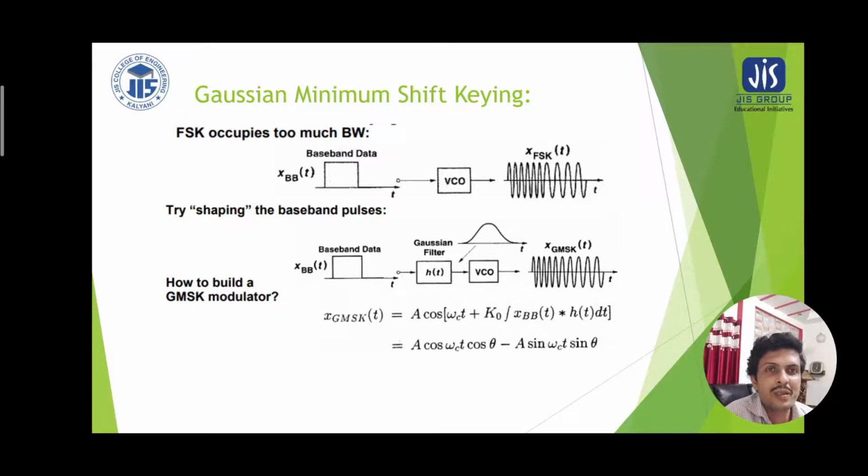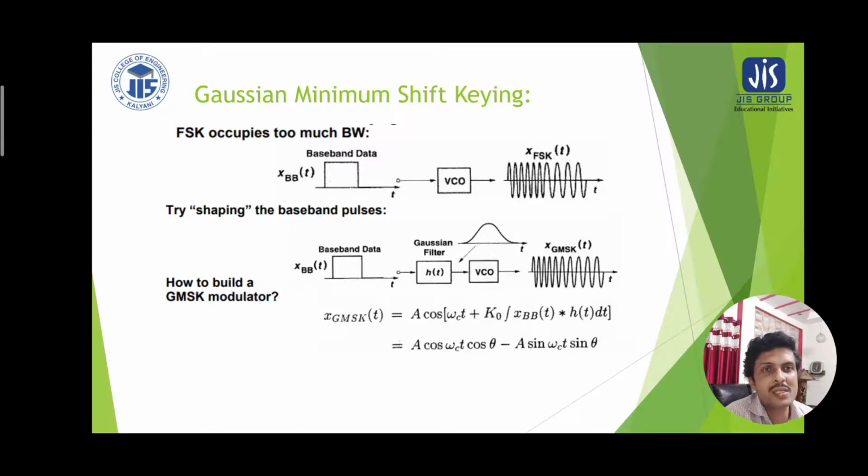So shaping the baseband signal is also one way to modify the signal, using what is known as a Gaussian filter. The Gaussian filter shapes the incoming message signal, and that is why we get a modified message signal which is then frequency shift keyed, and that is known as Gaussian minimum shift keying.